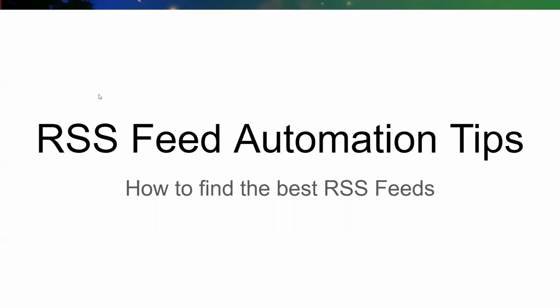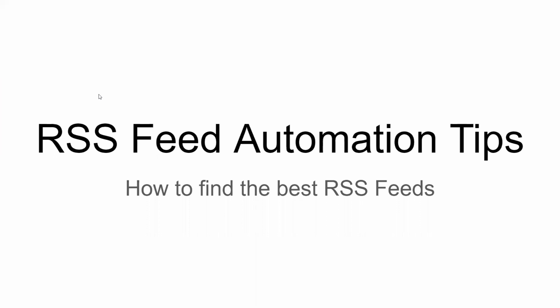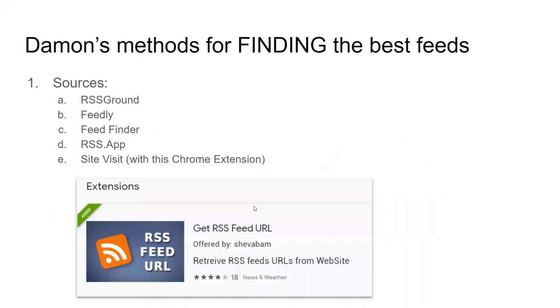Yeah, will do. Okay, so today we're going to be talking about RSS feed automation tips. I use the word automation because RSS feeds drive our content in the AutoBlogs, and we want to make sure we have good content, good pictures, and good titles. So how do you find the best RSS feeds? I'm going to break it down into three parts: finding, reviewing or researching, and using. These are some tools that I use.